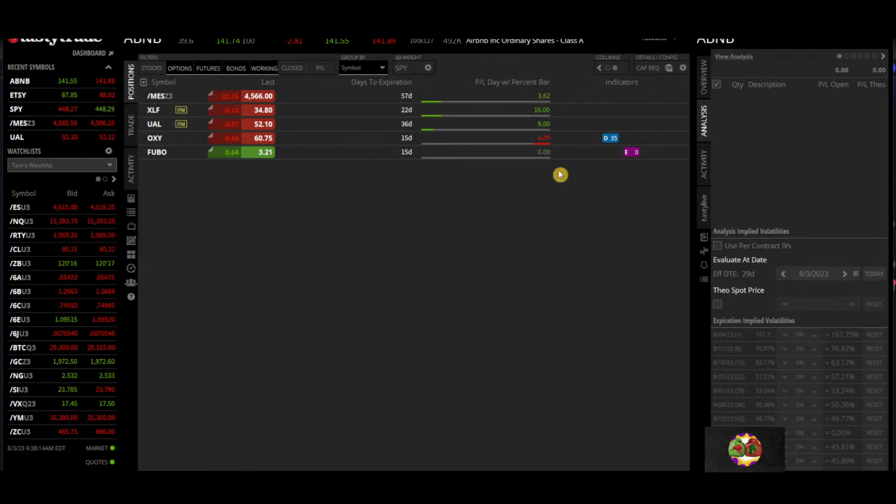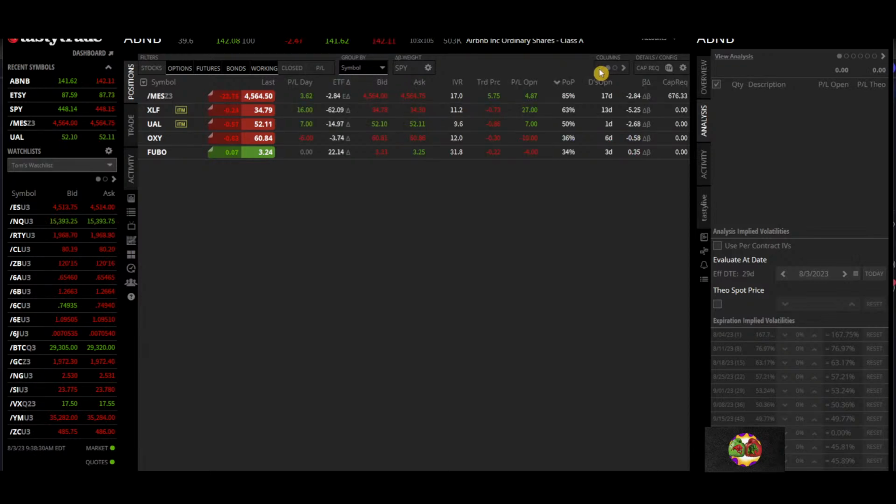Here's the rest of the positions that I have open, what they're making, right? Fubo's not making anything. Oxy's making -$4. UAL, which I put on yesterday, is $8. Then we got the XLF trade. It's up $16. That's P&L day.